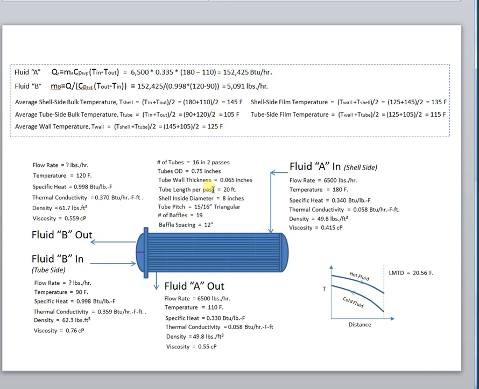Now the exchanger that is available to us, let's take a look at it. It has 2 tube passes, 16 carbon steel tubes per pass for a total of 32 tubes. The tubes are 20 feet long and have an OD of 0.75 inches, a tube wall thickness of 0.065 inches. They're arranged in a triangular pitch pattern of 15/16 of an inch. The shell side diameter is 8 inches. It has 19 baffles that are 12 inches apart, and there's only one pass on the shell. So we're going to try using fluid A on the shell and fluid B in the tubes.